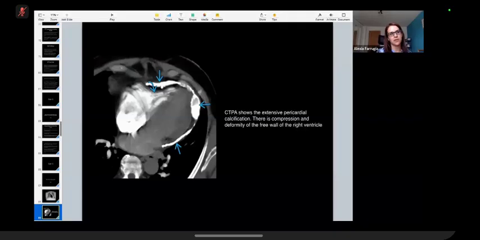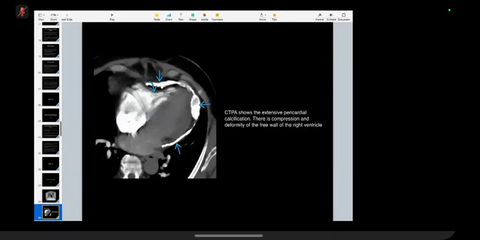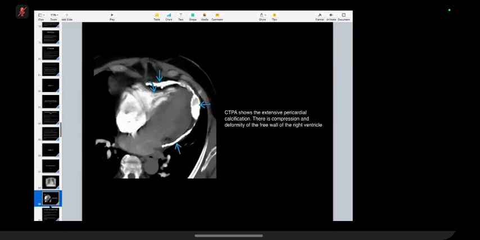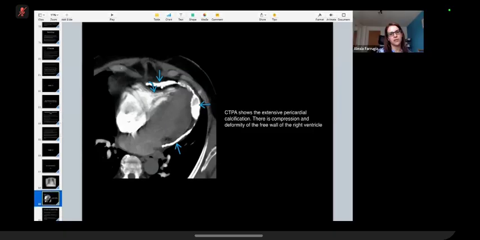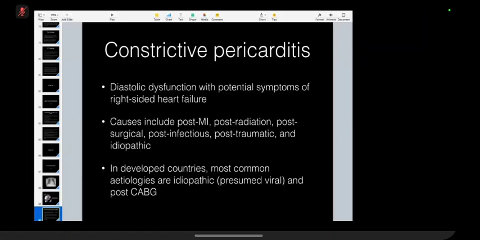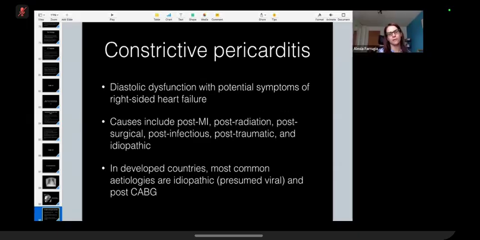So this patient presented shortly after his MI with these extensive calcifications, and given the deformity of the right ventricular wall. Yeah, and it's circumferential rather than focal. Yes, it's not focal like you would expect an aneurysm. This was constrictive pericarditis. This patient had right-sided heart failure, presented with shortness of breath, and he had diastolic dysfunction on echo.